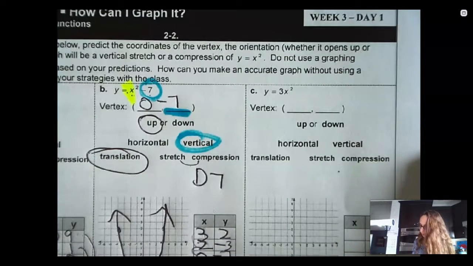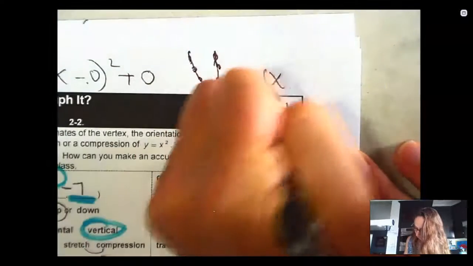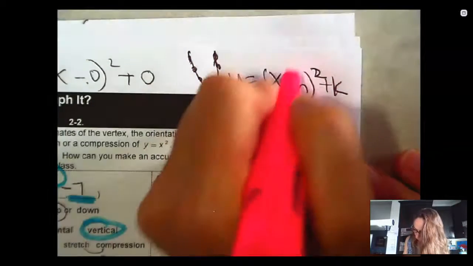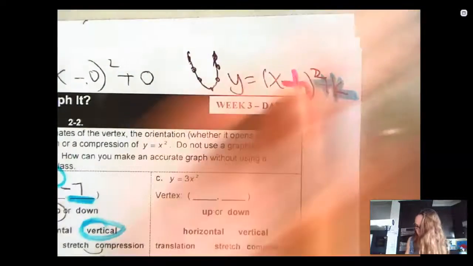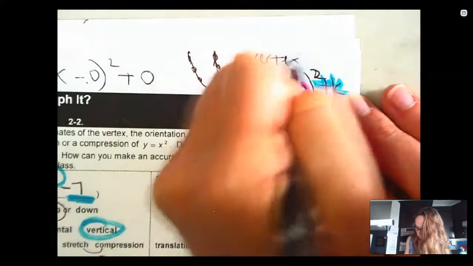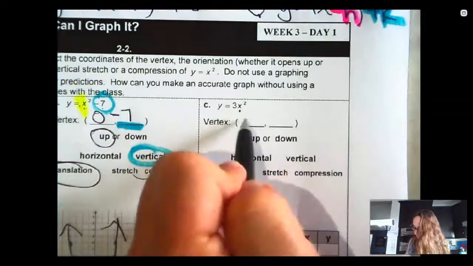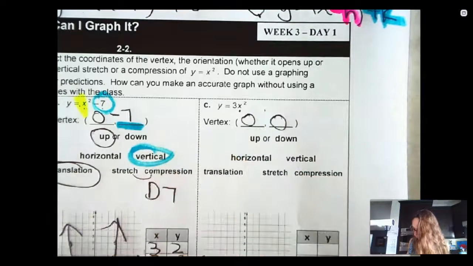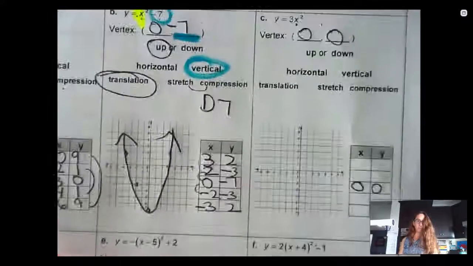Vertex. Okay, when I'm dealing with my vertex, I want to focus on this. I'm going to put this over here: y equals x minus h squared plus k. So when we're dealing with our vertex, we're dealing with our h and our k. We're dealing with our translation. So whenever we're dealing with vertex, we're only going to be focused on the translations. If you look here, nothing is being added to the x, and nothing is being added to the y. So it's 0, 0. So the vertex is 0, 0. Now, is it going up or down? It's going up, because that's positive.